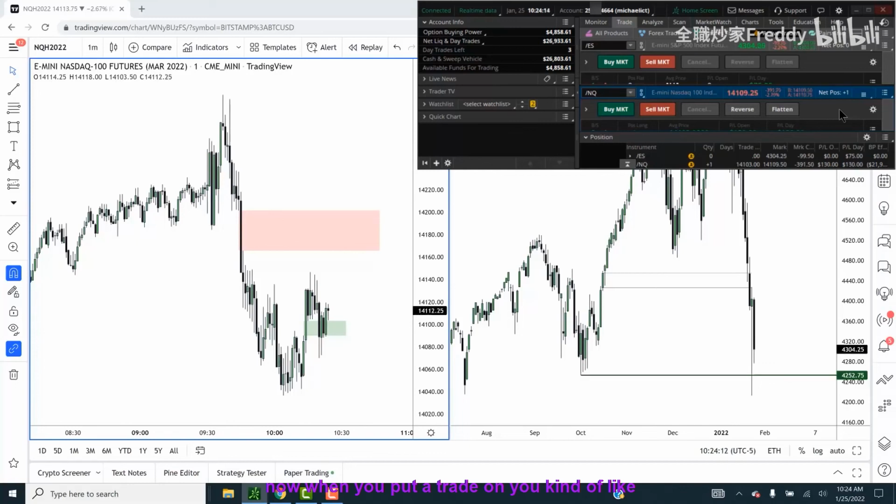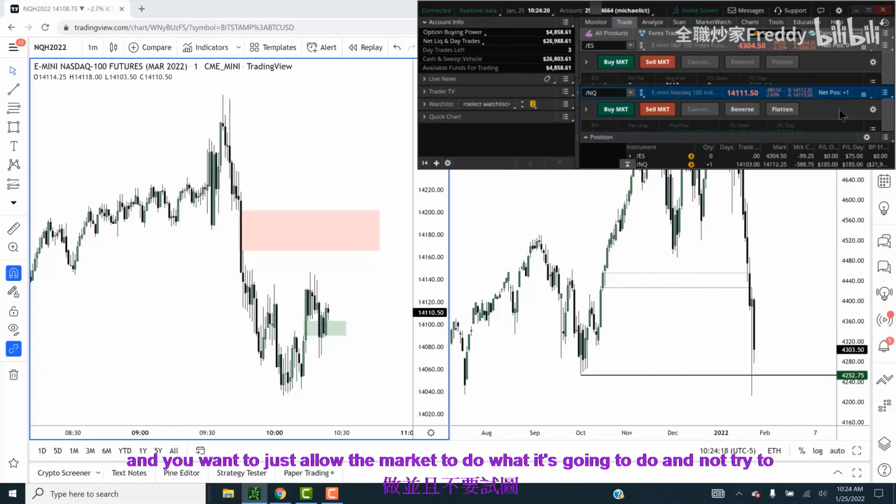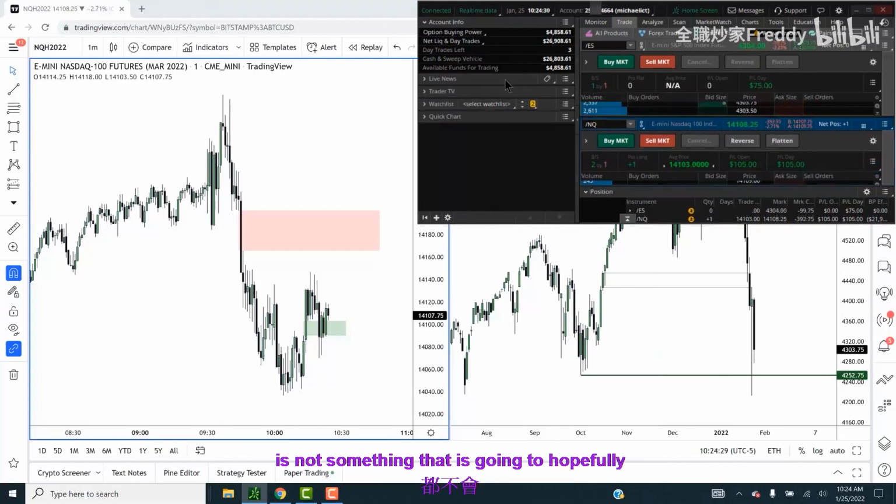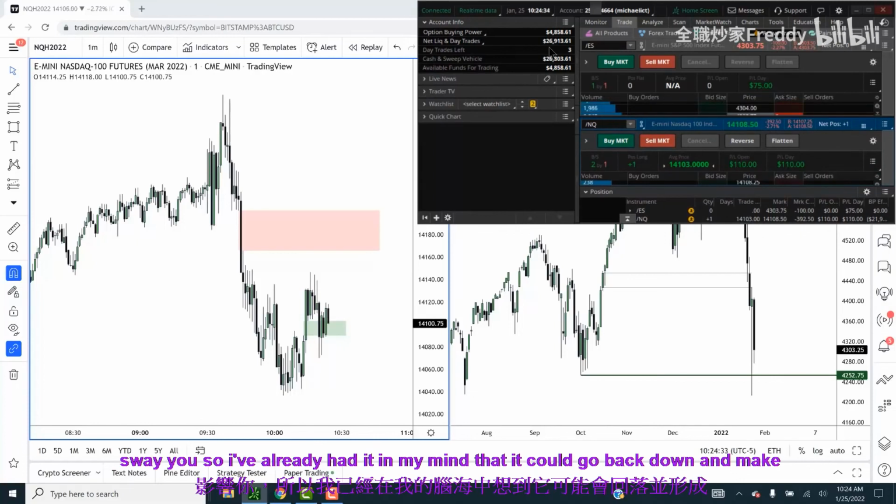Now, when you put a trade on, you kind of give the complete control of everything to the marketplace. And you want to just allow the market to do what it's going to do and not try to overthink every fluctuation. Every little minor movement in the price action is not something that is going to hopefully sway you.